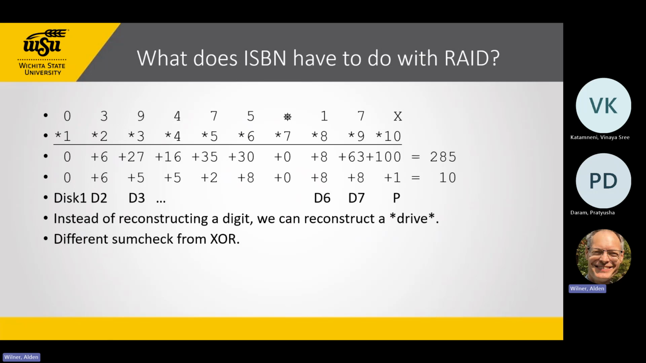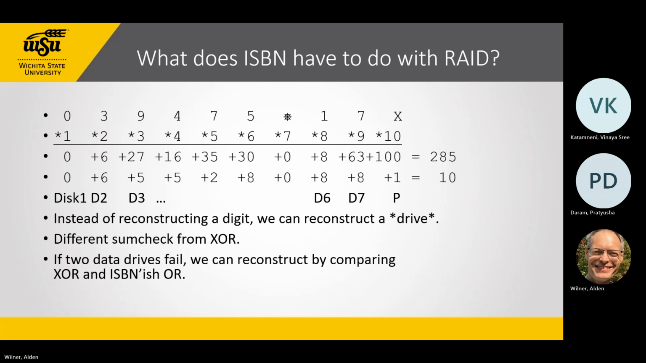So when you have two different pieces failed, we can calculate the partial sum using the simple XOR parity, and we can calculate the sum using the grade 6 Reed-Solomon parity, and we can subtract one from the other and figure out what the data was on the two missing drives, right?